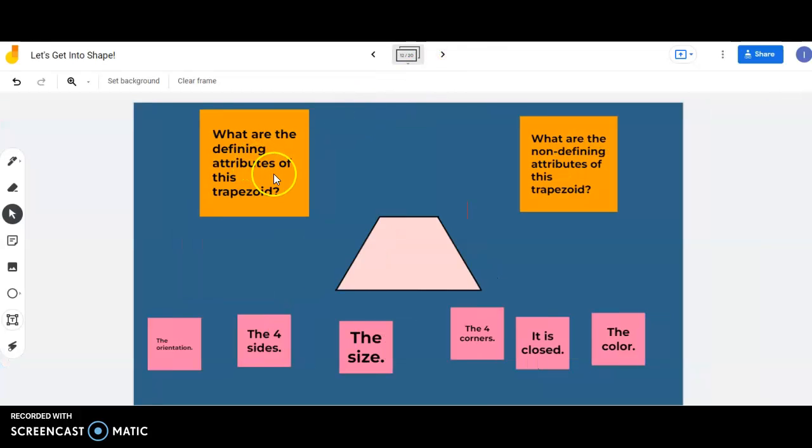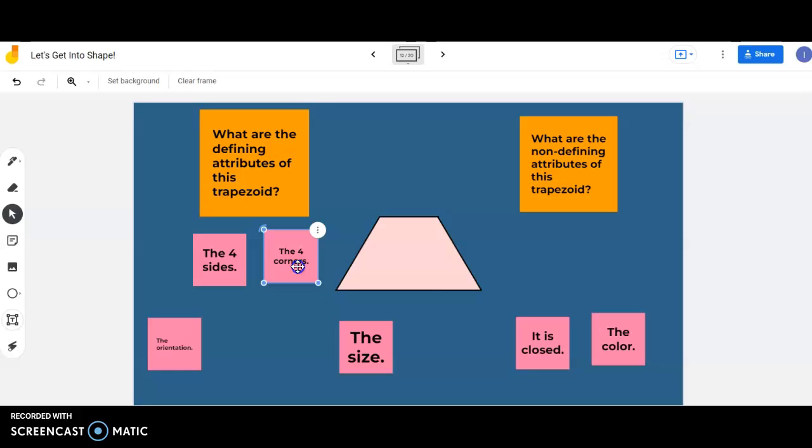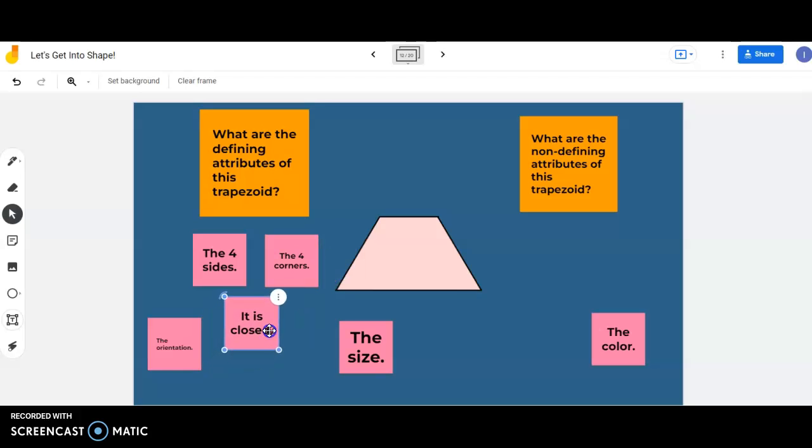What are the defining attributes of this trapezoid? Well, we know that the defining attribute has to be that it has 4 sides. The 4 sides are an important part of making it a trapezoid. The 4 corners are also a defining attribute of the trapezoid. It also needs to be closed to be considered a trapezoid, so this is also a defining attribute.